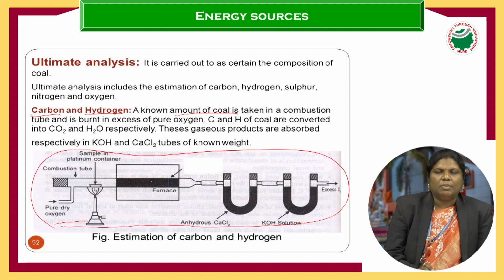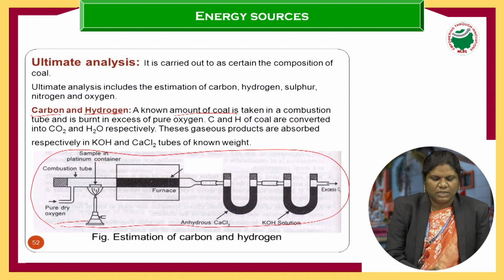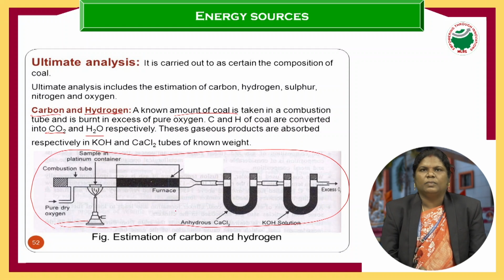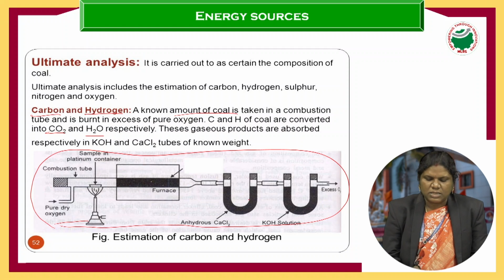This is a combustion tube. Here the platinum container will be there in which we will keep the coal sample, and we will pass the pure dry oxygen through it. Here the furnace is there in which the coal sample will be mixed with the pure oxygen, and the carbon and hydrogen present in the coal sample will be converted into CO2 and H2O respectively, and they will be passed into the KOH and CaCl2 solution respectively.